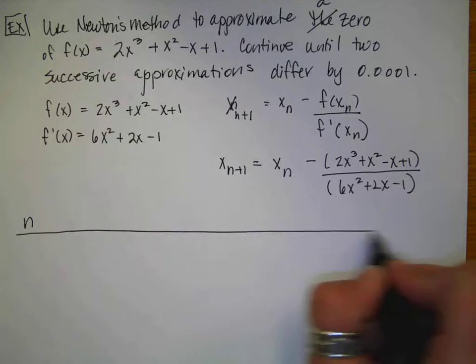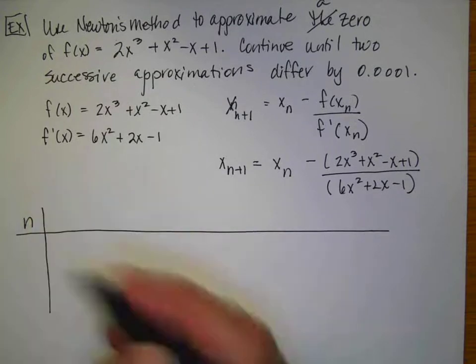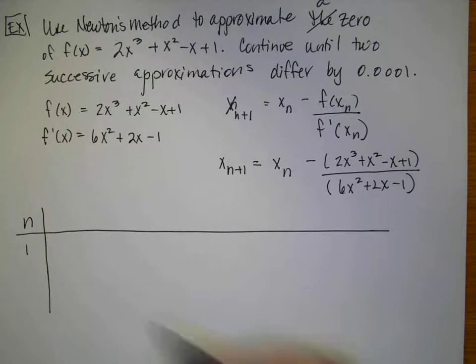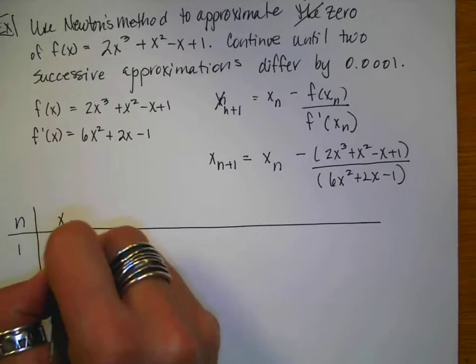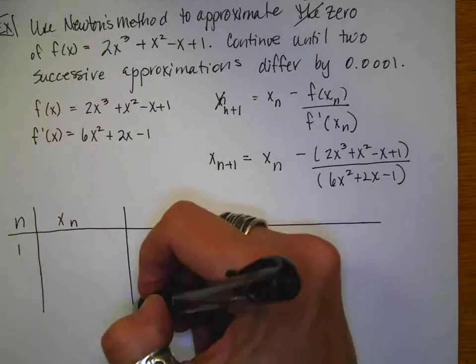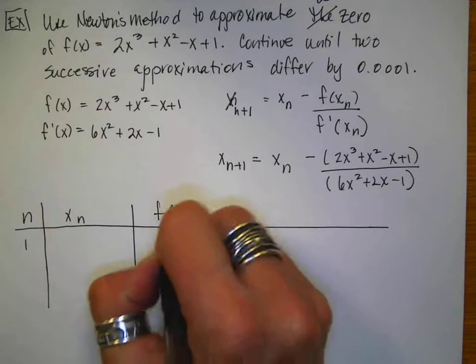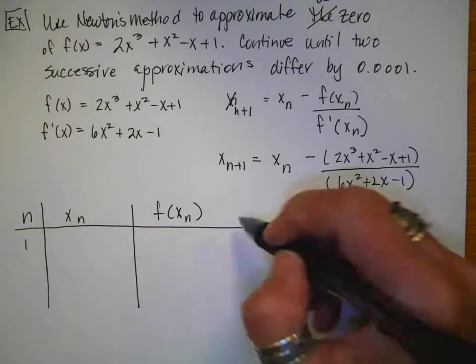So n is going to represent, I'm starting to draw my table, which value I'm trying. So here's going to be my first value. And then my next portion of the table is going to be x sub n. And I'm going to leave a lot of room because I have a lot of decimals to manage. And then I'm going to do this in stages.